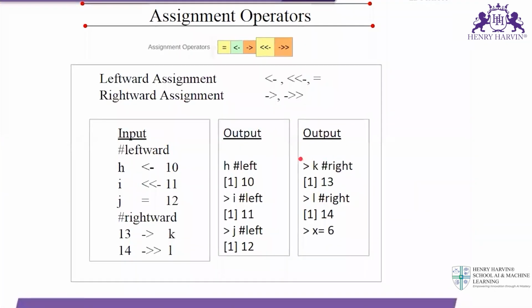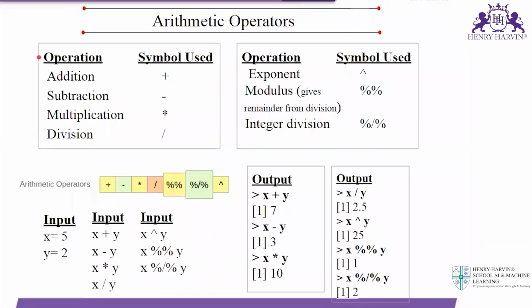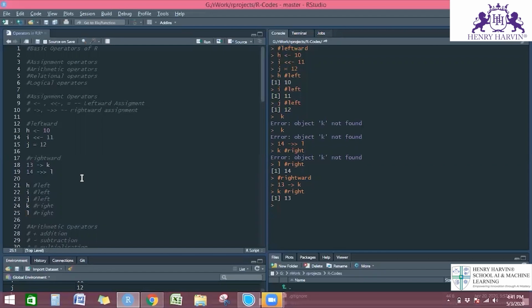Next operator is arithmetic operator. Arithmetic operators are used for basic mathematical operations such as addition, subtraction, multiplication, division, or you can use them for exponent values, modulus, integer division. So let's go to R and one by one execute each of the commands.